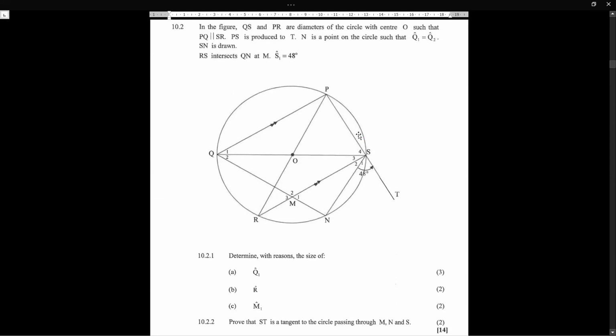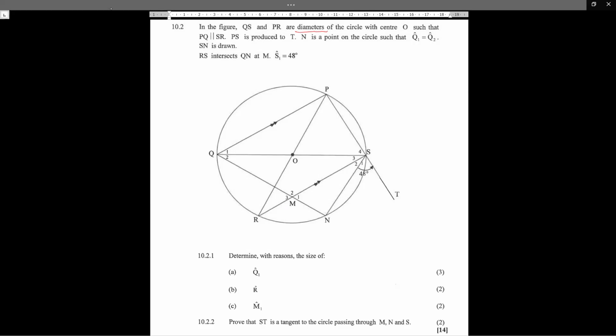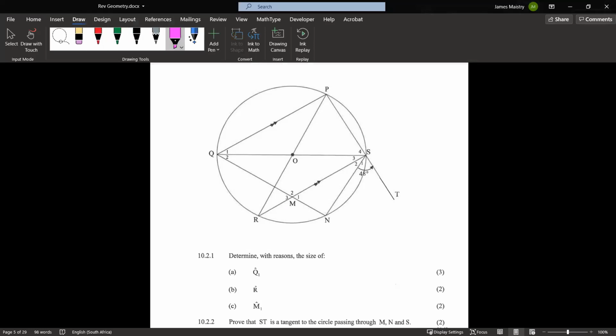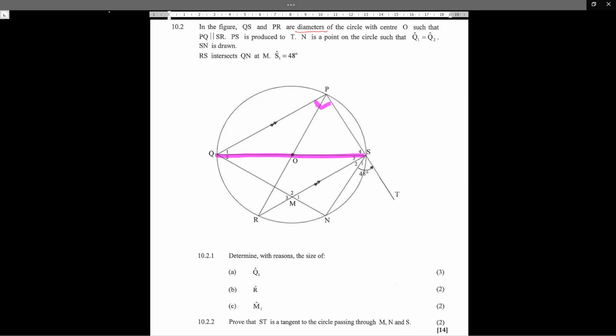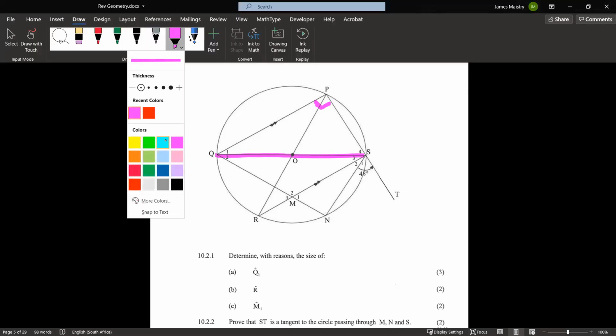It says in the figure, QS and PR are diameters. Let's underline, that's a big word for us, diameter. Immediately, what are you thinking when you see that word diameter? Semicircle. I mean, angles in a semicircle, sir. Thank you. Well done. So according to this question, which is the diameter? QS. If QS is a diameter, we immediately can conclude that this angle here has to be 90. But they also tell us that PR is a diameter. So you need a pack of highlighters. Can you see that? Highlighters are very helpful in geometry.